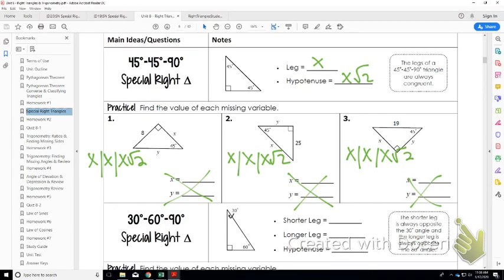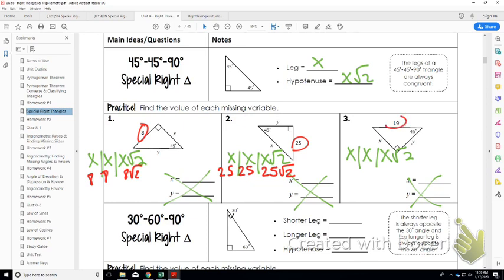Okay, so let's take a look. 8 is a leg, so we're going to put that over here. So I know this is also 8, and then my hypotenuse will be the 8 times the square root of 2. We go to our second one. 25 is also a leg, so we put that here. Our second one is also 25, and then we have 25 times the square root of 2.